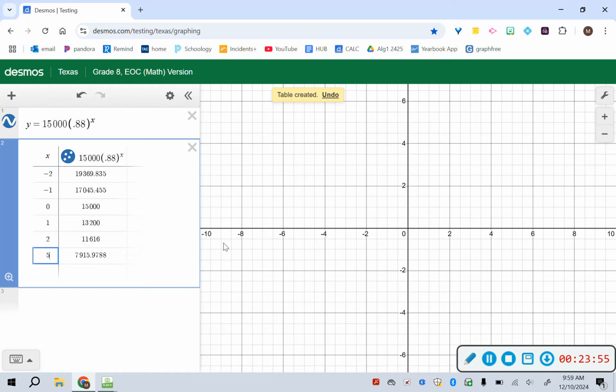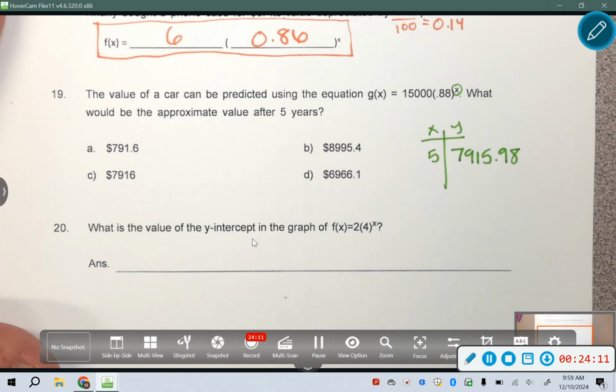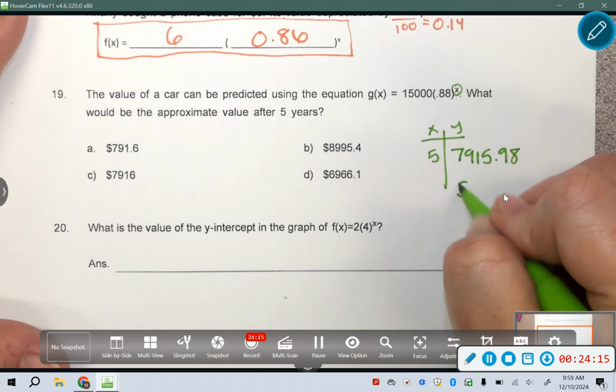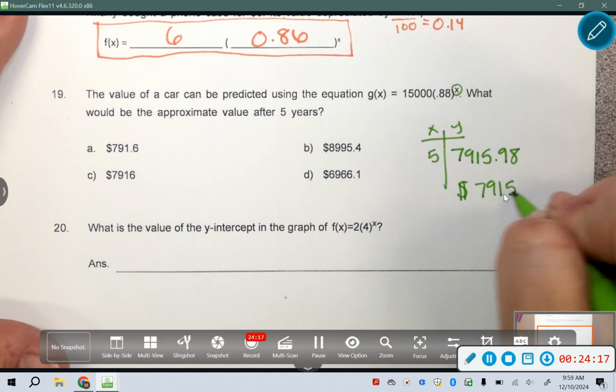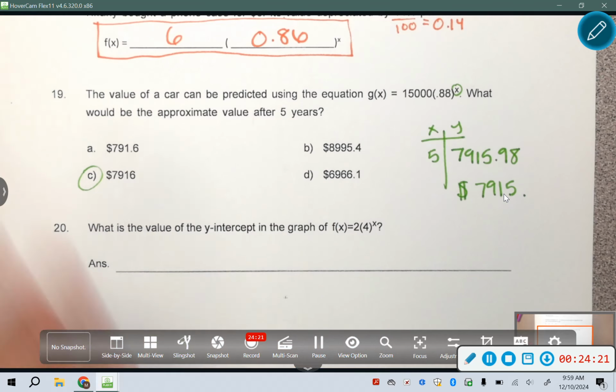So I get 7915.9, round that to 8. Or I could literally just type to the 5th power, because it's 5 years, and that also gives me the same answer. So I get this, which is money, and so I know 7915.98, but it rounded up to 6, so here's my answer.